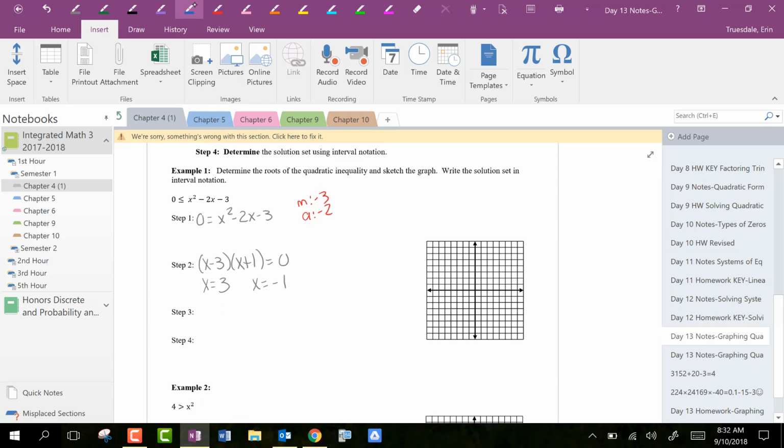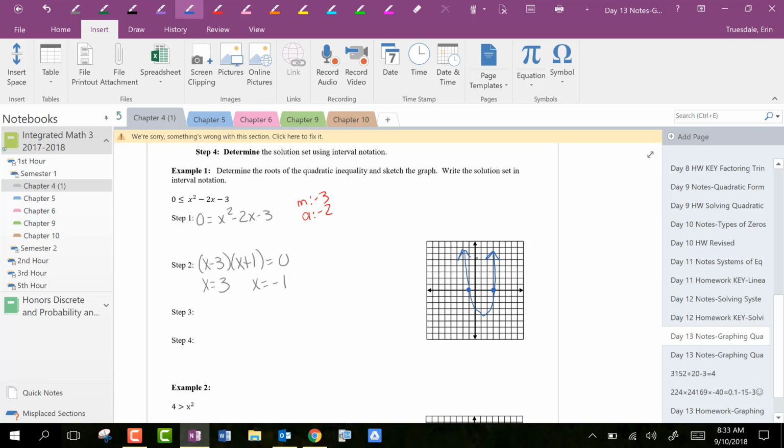Then step 3 says, sketch the parabola using the zeros and the concavity. So I'm going to go to my graph and plot on the x-axis 3 and negative 1 as my zeros, or my x-intercepts. Does this face up or down? Up, because it's positive out in front. I don't really care exactly where my points are in these problems. I just want to graph it facing up or down correctly, and going through those zeros. Questions to that point?